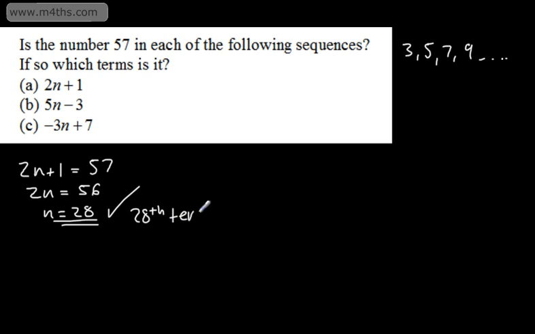So for example, if my answer now was 26.5, then it's not in there. If it was 29.2, it's not in there. So let's look at this one.